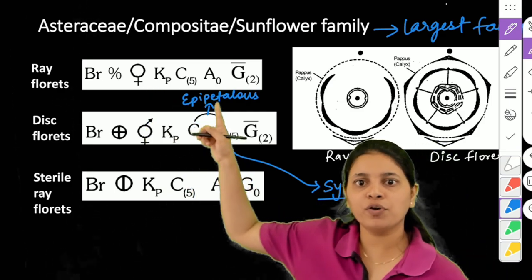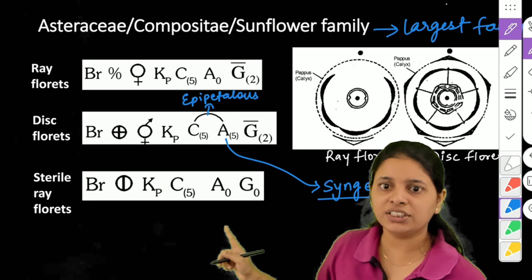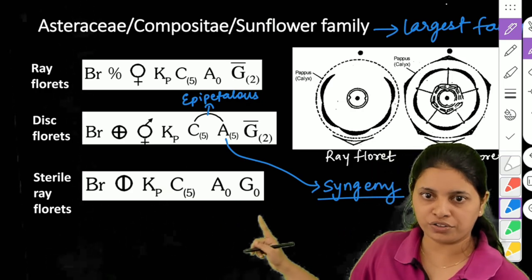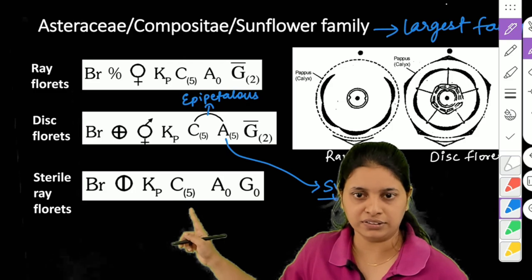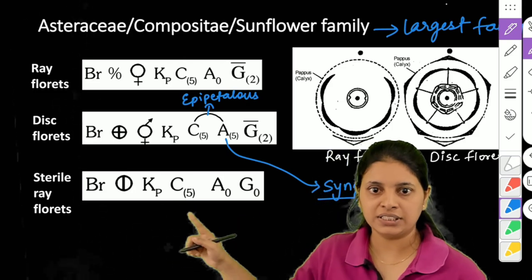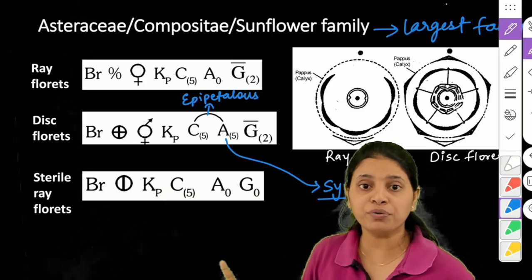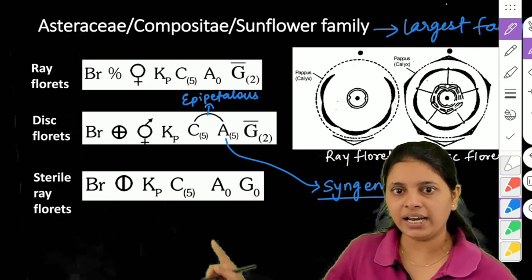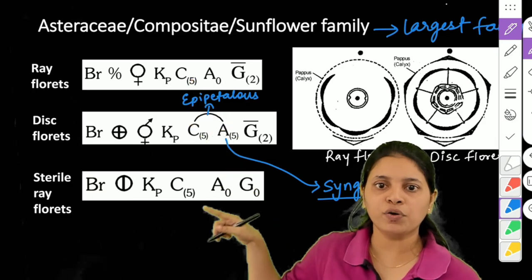Normally, we have seen ray florets do not have androecium, but imagine if there is no androecium and also there is no gynoecium, so no reproductive whorl, only the accessory whorls, right? So this will be sterile ray florets. These florets will not contribute in the reproduction as the reproductive whorls are absent. Okay, hence simply take the ray floret formula.